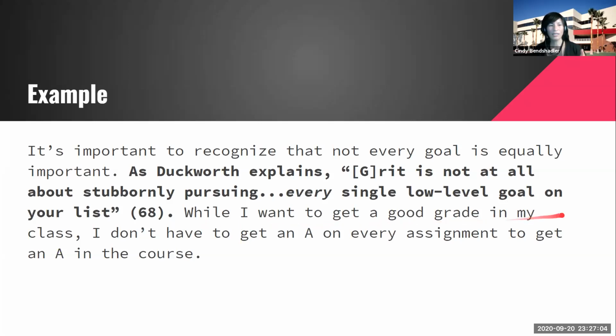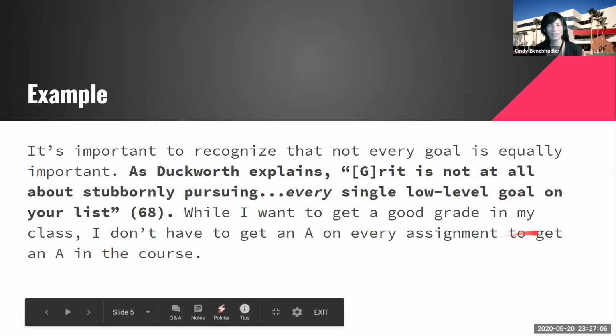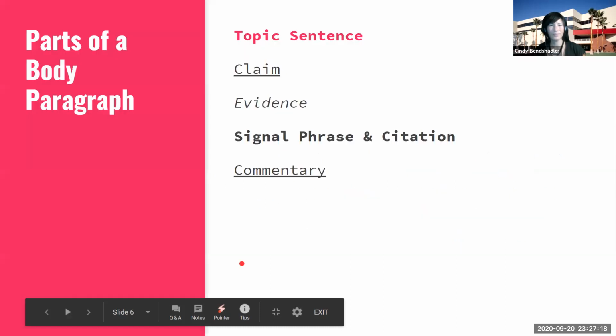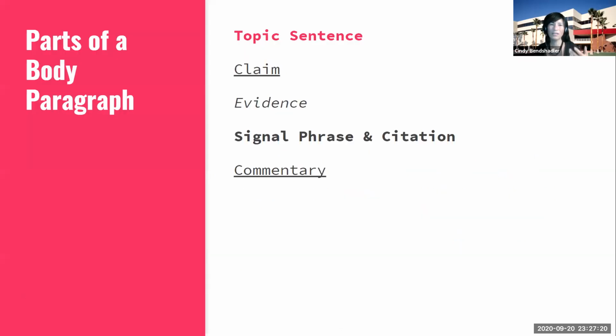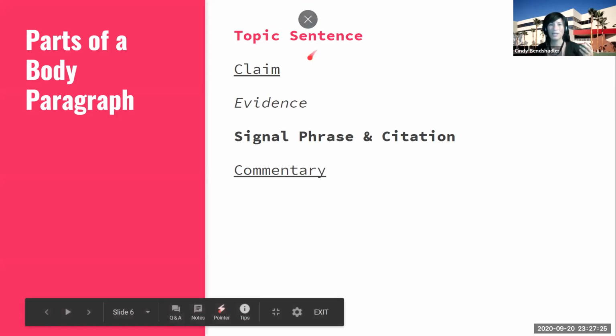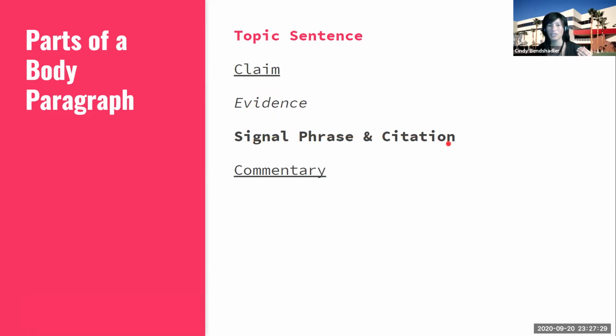While I want to get a good grade in my class, I don't have to get an A on every assignment to get an A in the course. So what do I think is important about this quotation? I'm using an example as commentary, but I'm still commenting with my own understanding, my own example. If you think about the basic parts of the body paragraph, you have that topic sentence, you have a supporting claim, you have evidence with a signal phrase and citation, and commentary.